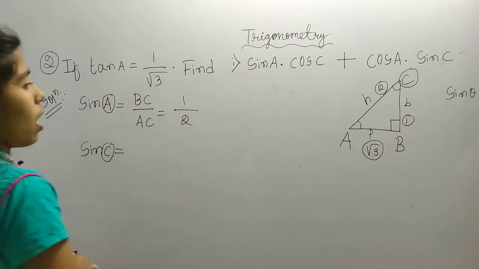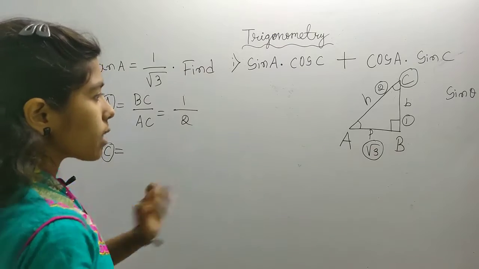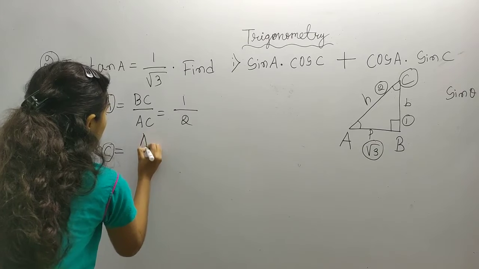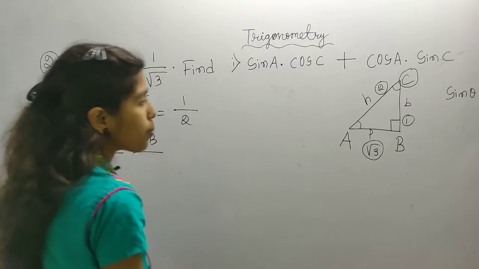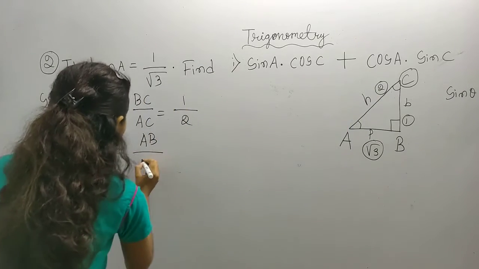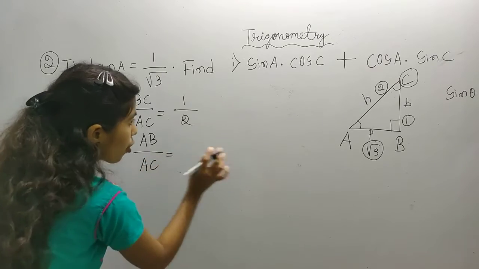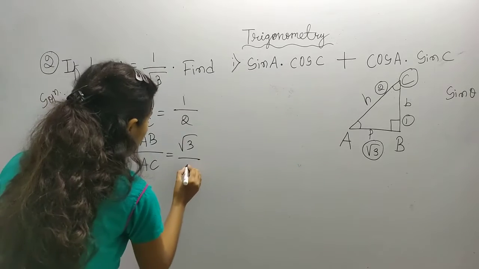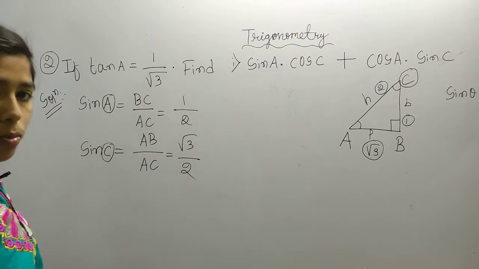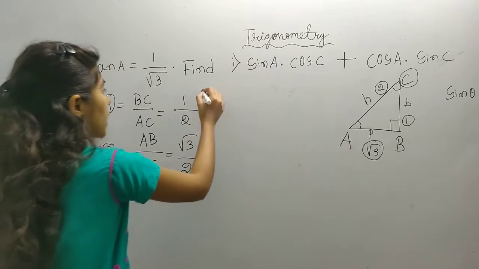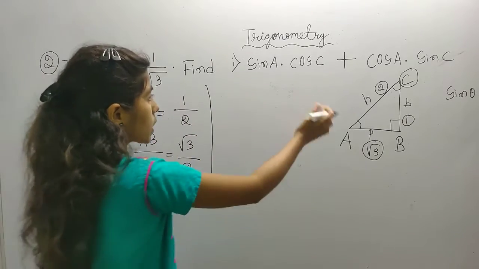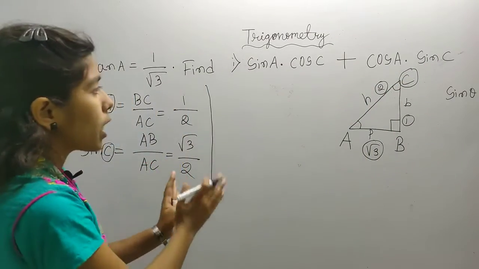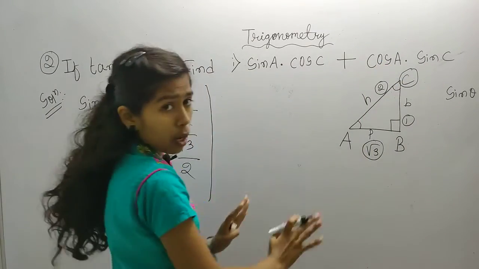Okay. So now sin C is P by H. What is the perpendicular now? AB, by hypotenuse AC. P by H. So AB is root 3 by AC is 2. Okay. Over. We found out two angles. Let's go to the next. What is next? Cos A, cos C. Sin A, sin C we have already found out here. Now we have to find cos A and cos C.